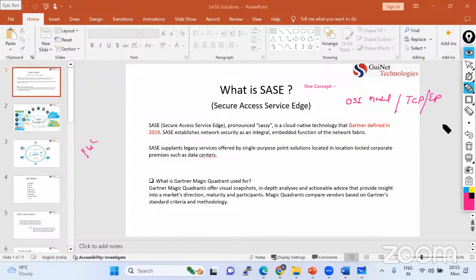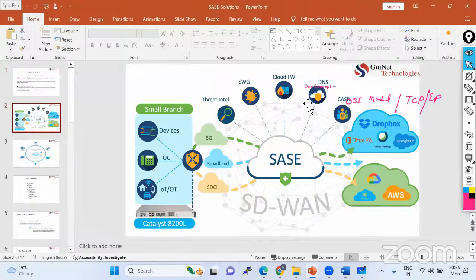Well, it's not working correctly, my pen. So we have multiple components in this. Let me show you here so you guys can understand. This SASE has multiple components. You have the cloud firewall. You have a secure web gateway. You have the advanced threat intelligence, right? You should have the DNS security. You have the cloud access security broker, CASB solutions.